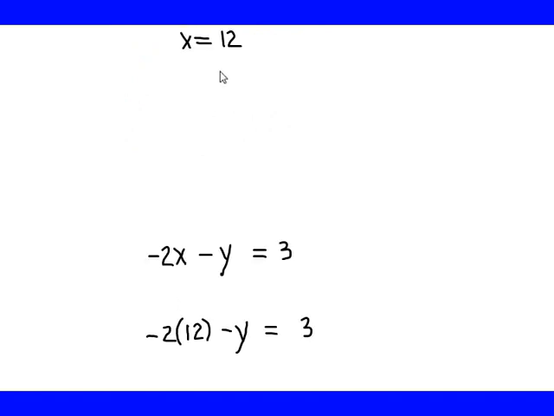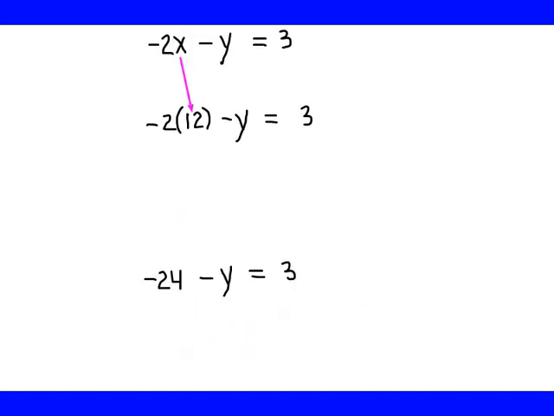So now what we're going to do, we're going to take that value of x and substitute it into the equation negative 2x minus y is equal to 3. So as you can see here, in place of x, we substituted the 12. So negative 2 times 12, well, that gives me negative 24. That negative y comes down, the 3 comes down.